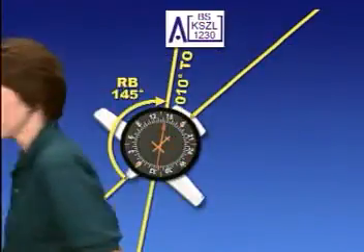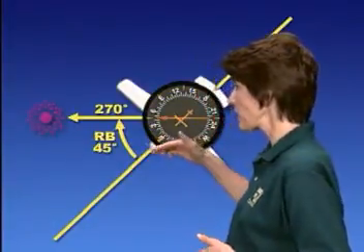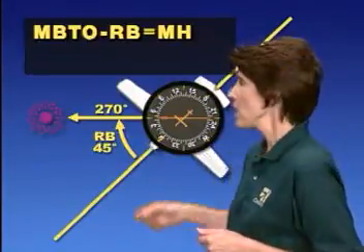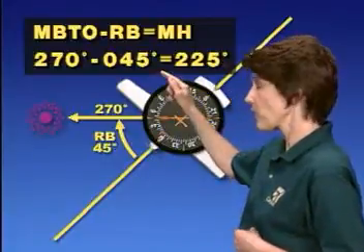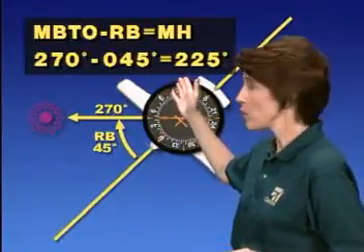All right, one final permutation. Gee, I like that word. Suppose now you want to intercept an inbound bearing of 270 degrees, and you decide that a relative bearing of about 45 degrees will allow you to make the turn easily when you get to the intercept point. So what heading should you fly? Once more, tumble the equation around, and you'll discover that magnetic bearing to the station minus relative bearing equals magnetic heading. That's 270 minus 45. So the magnetic heading you need is 225 degrees.